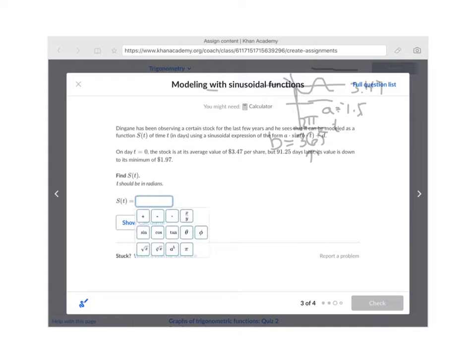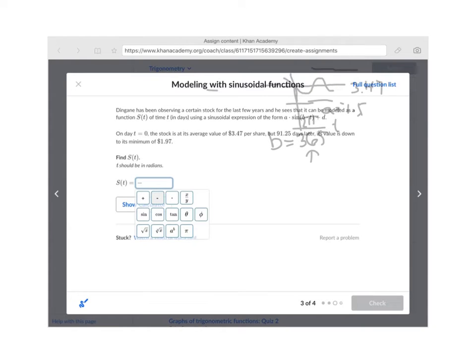I just touch here. I've got to get rid of my screen. Oh, I don't think I can do this. We'll see what happens. Okay, we got negative 1.5. I guess I do need the screen. Negative 1.5, and then cosine, and then I need parentheses.